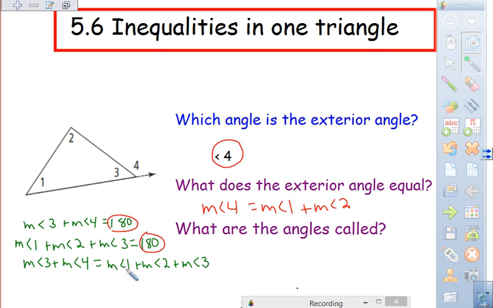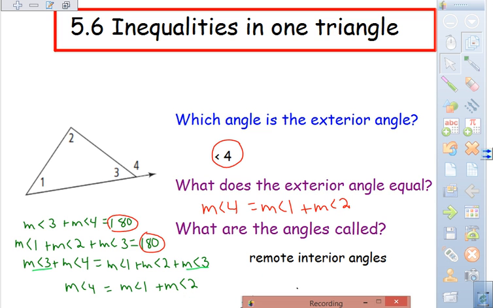Then what we can do is, because there's a 3 on both sides of the equal sign, we can subtract it off, and we're left with the measure of angle 4 equals the measure of angle 1 plus the measure of angle 2. Angle 1 and angle 2 are called remote interior angles.